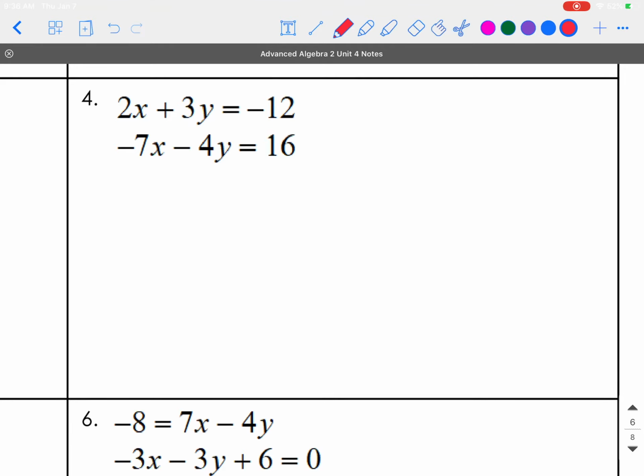Number 4, I'm not even going to write it out. I'm hoping that you're catching on by now. I do want you to try number 4 in your calculator. Make sure you get the correct solution, which is 0, -4.